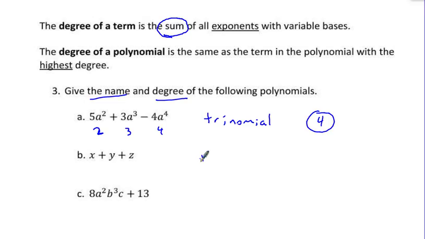The next one is also a trinomial with 3 terms. And you see no exponent, so again we understand 1. And all 3 of them have an exponent of 1. So this is going to be a degree of 1.